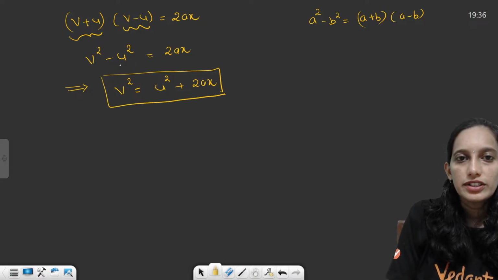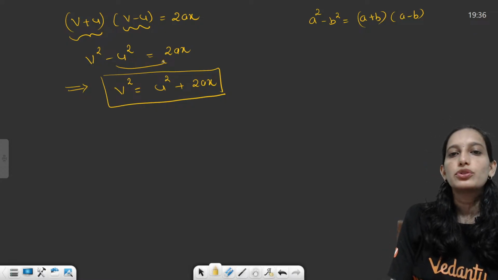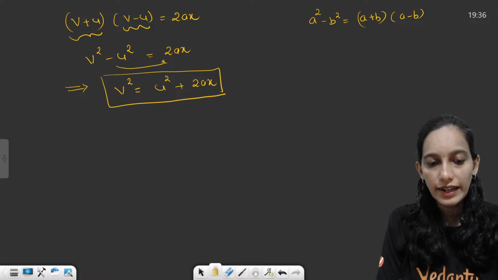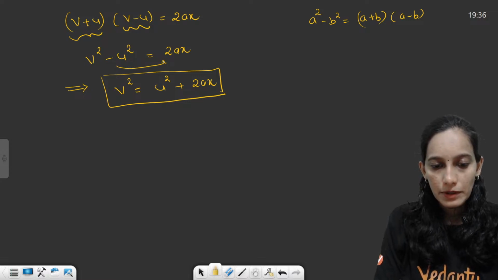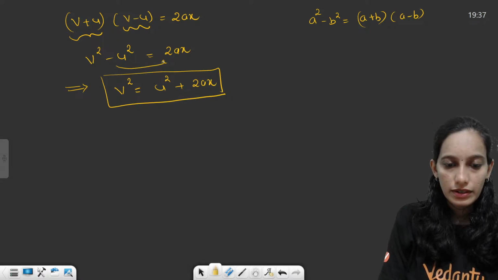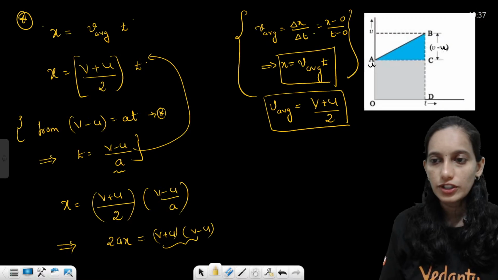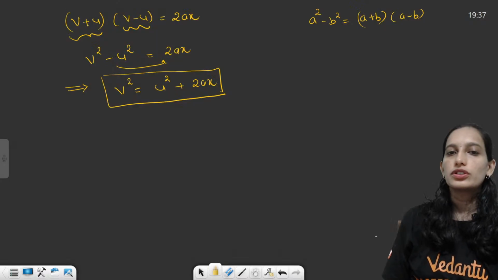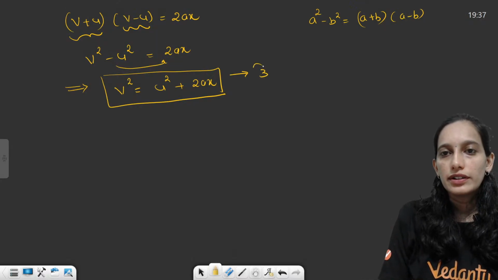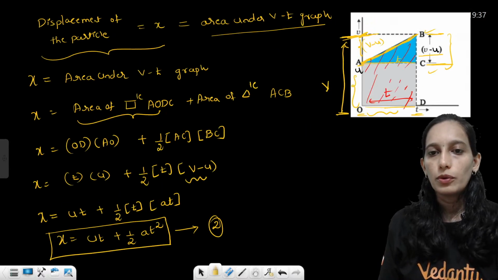Okay, so I just sent this minus u square to the other side. So what we have is v square is equals to u square plus 2ax. Okay, hope it is clear. Yes, Shrikant, I think you are still following the session. So this is our third equation, or third kinematic equation of motion.